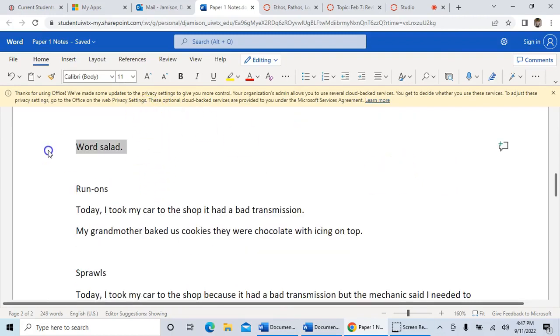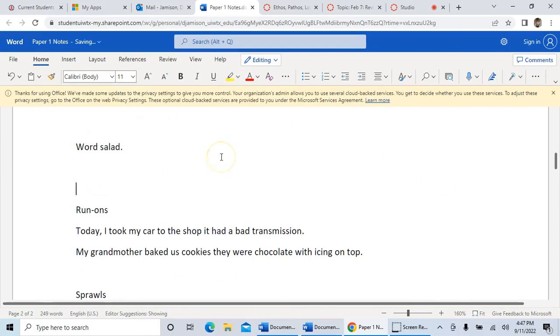Next, word salad. This is something I only commented on a couple of people's papers, but it's something you do whenever you run out of things to say and you need to make your paper longer. I saw one example where somebody finished their story three-quarters of the way down the first page, and then the rest of the paper was word salad. It was all just one ending after another, talking about how this affected their life or whatever.